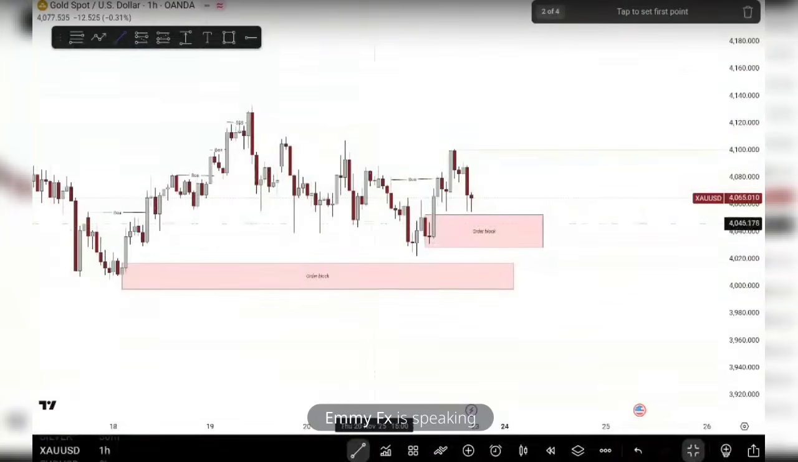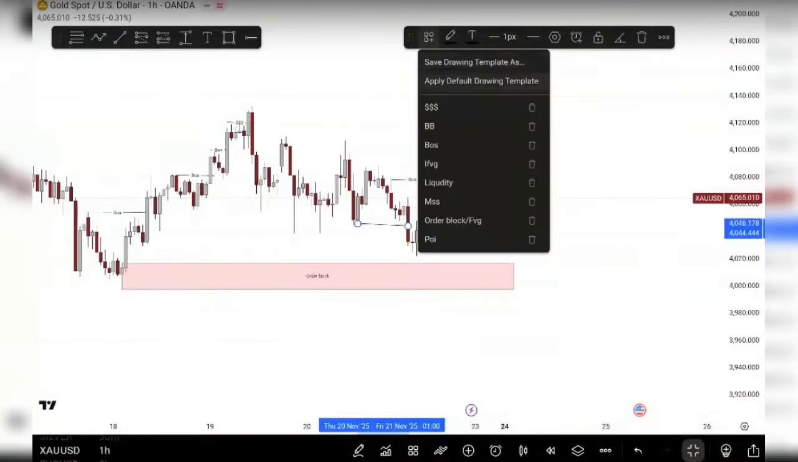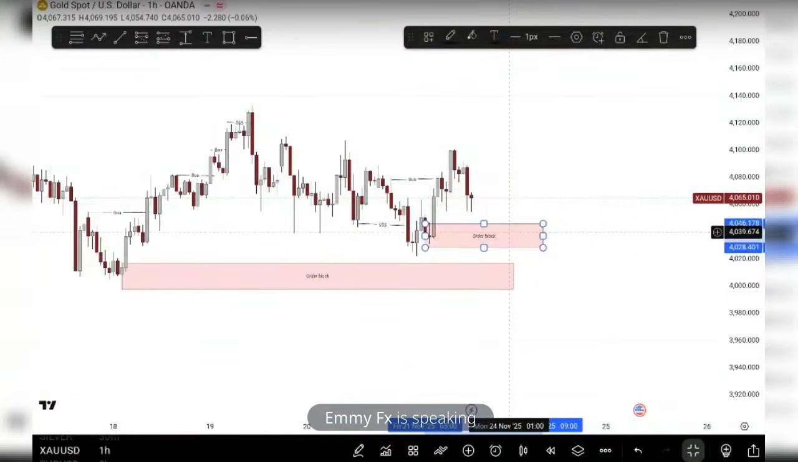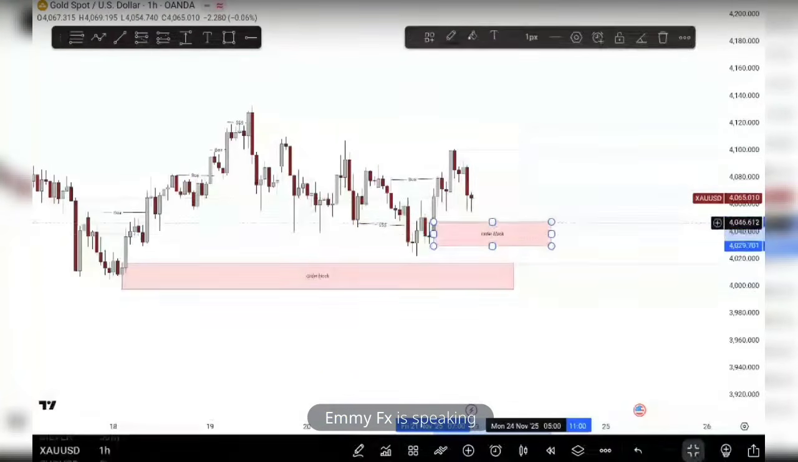Price grabbed liquidity from this zone. This is a liquidity before breaking structure to the upside. This is the origin that caused a break of structure to the upside.